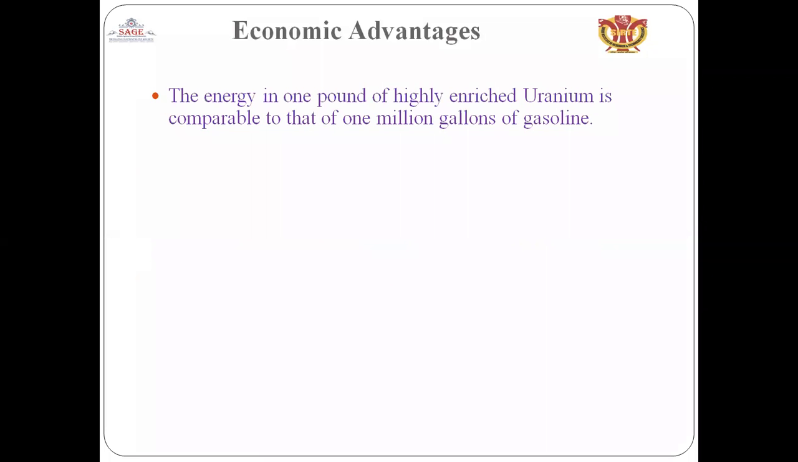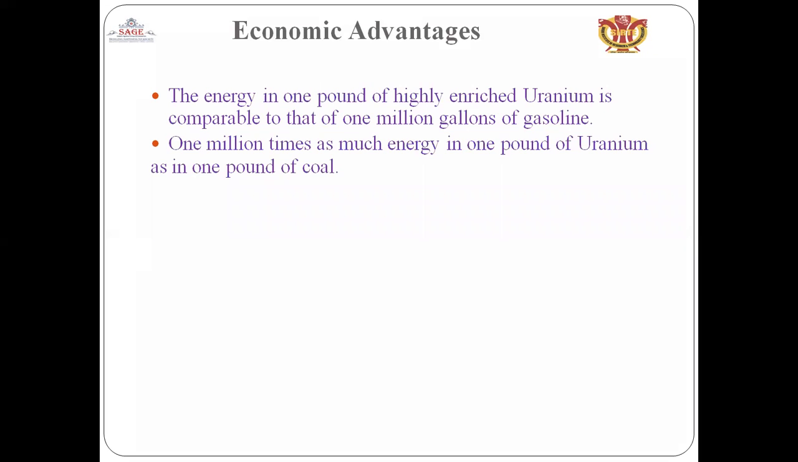What are the economic advantages? The energy in 1 pound of highly enriched uranium is comparable to that of 1 million gallons of gasoline. So you know very well that in comparison, the quantity of gasoline needed is very large, whereas one enriched uranium atom is enough. So there is 1 million times as much energy in 1 pound of uranium as in 1 pound of coal.